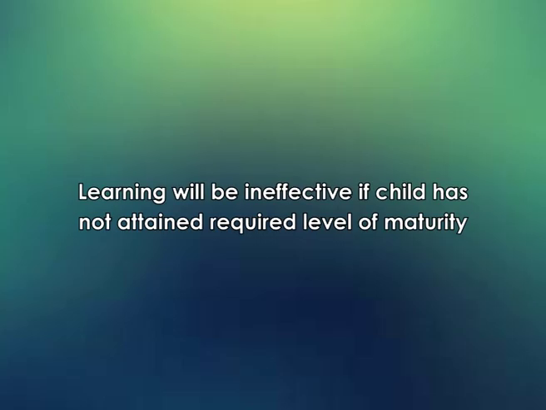Maturation determines the readiness of the child for learning. Learning will be ineffective if the child has not attained the required level of maturity. There are individual differences in maturation. This means that the rate of maturation varies with the individual. There are individual differences in the capacity to learn at the same age level. This is because of the difference in maturation level.